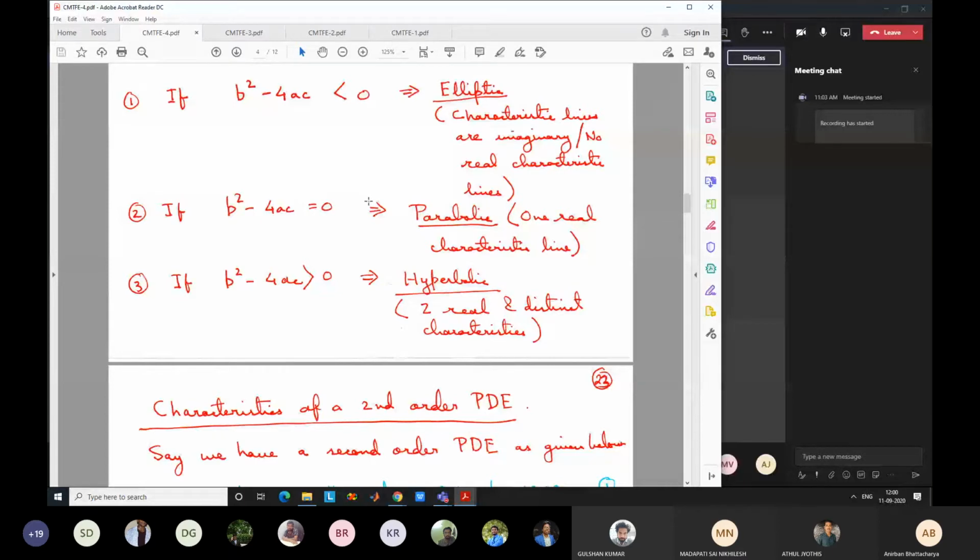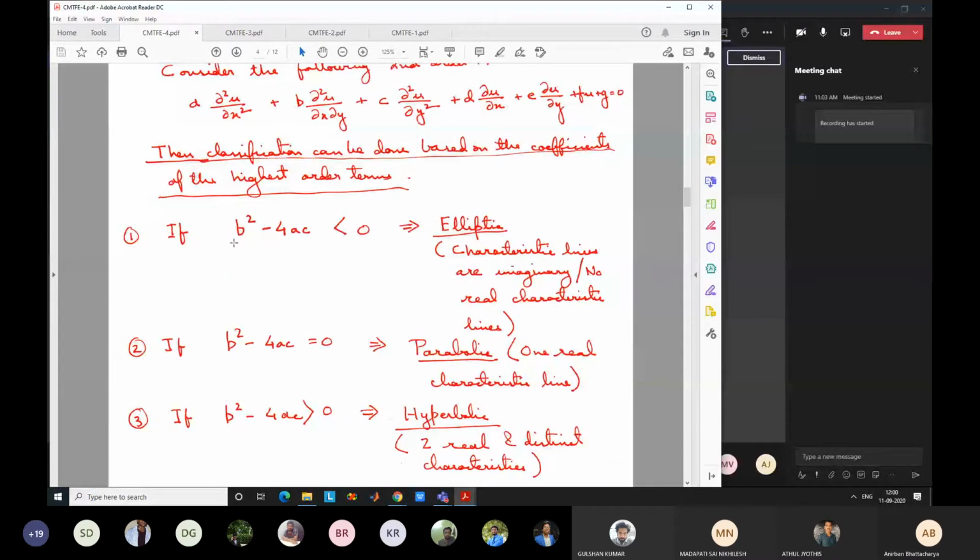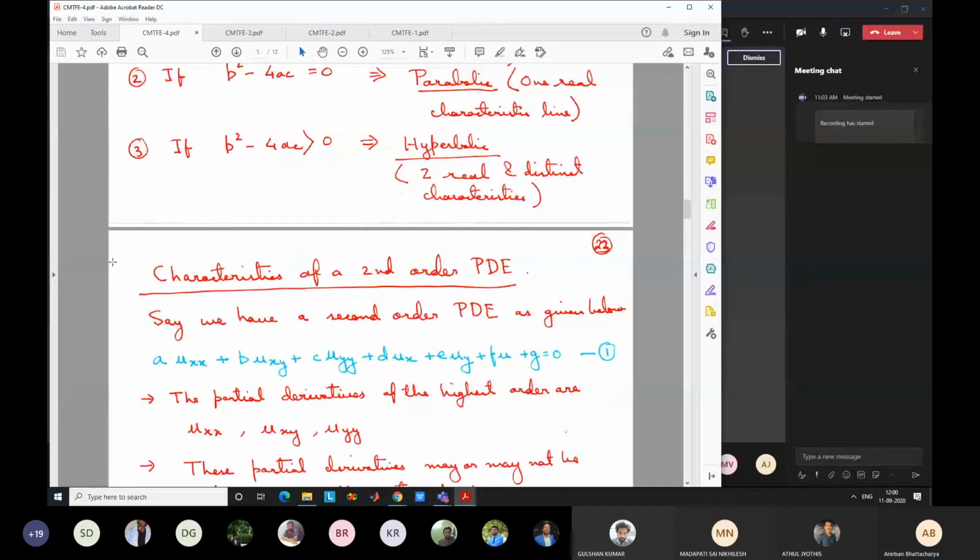We have to calculate based on the eigenvalues. By solving for the eigenvalues we can classify. But for our case, let us just focus on second order PDEs because those are the important PDEs for us. So for second order PDEs, this is the classification.